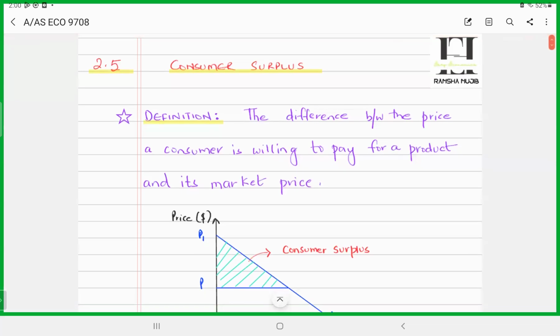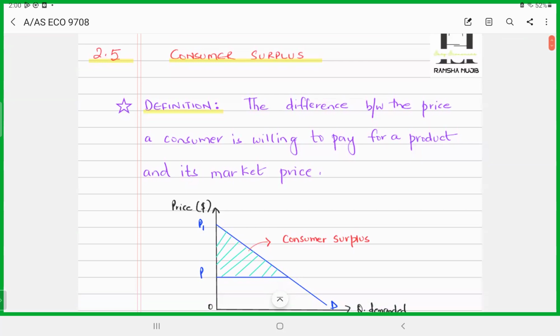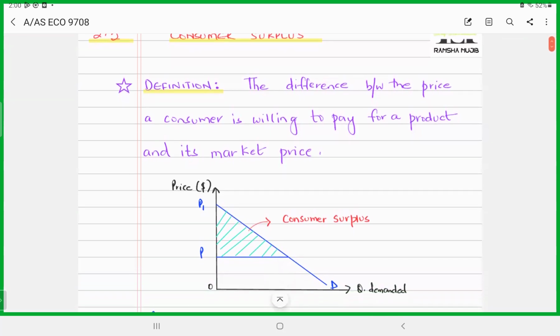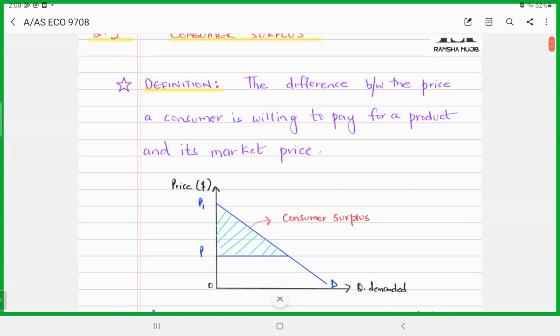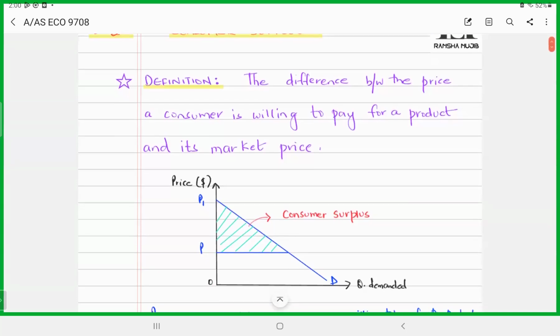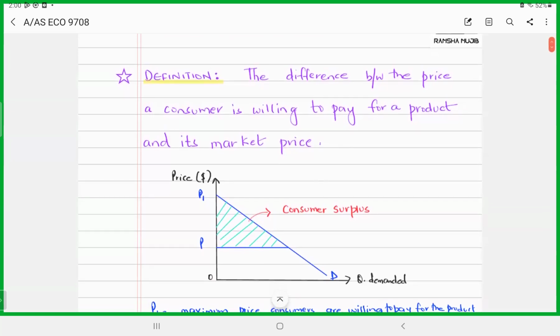First, let's look at what we mean by consumer surplus. By definition, consumer surplus refers to the difference between the price a consumer is willing to pay for a product and its market price. What do you mean? This means that the consumers are paying a price that is actually less than what they are willing to pay.